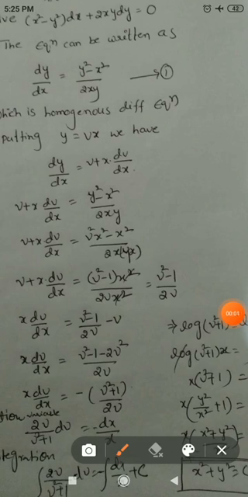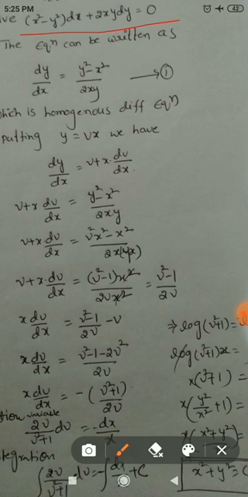Next, I will explain one example of how to solve a differential equation using the homogeneous method. Observe this example: x square minus y square into dx plus 2xy dy equals 0. We must remember three things. First of all, is it homogeneous or not?